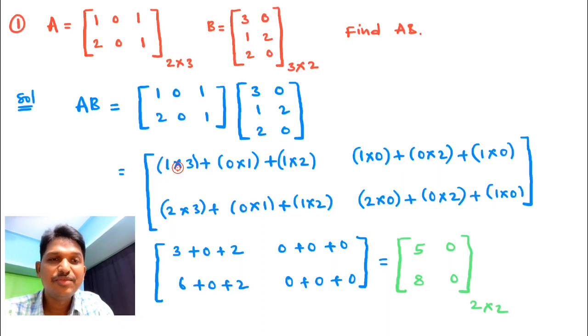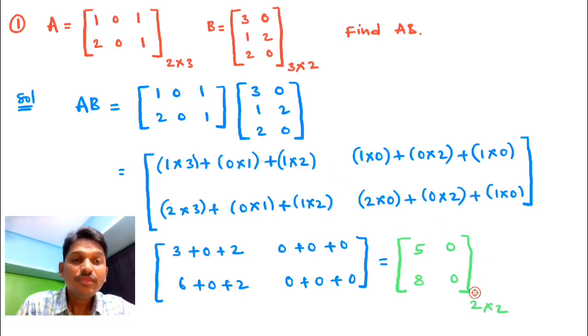So here, simplification done. 3 plus 0 plus 2, that is 5. Now 0 plus 0 plus 0, that is 0. 2 3s are 6 plus 0 plus 2, that is 8. 0 plus 0 plus 0, that is 0. And you can observe here, this is AB.